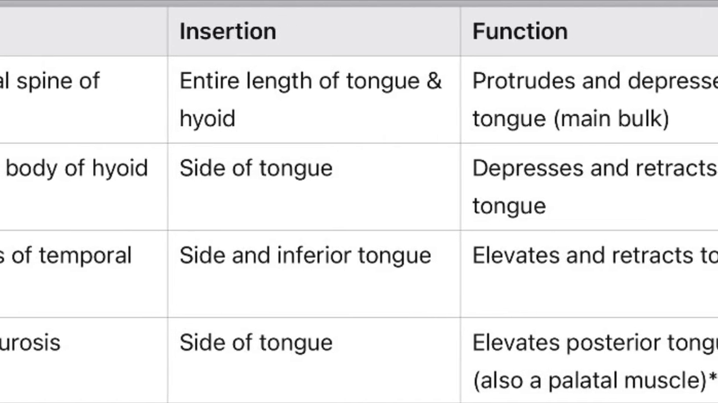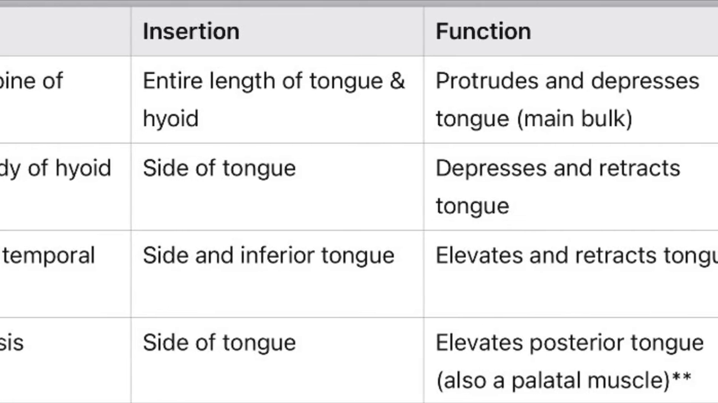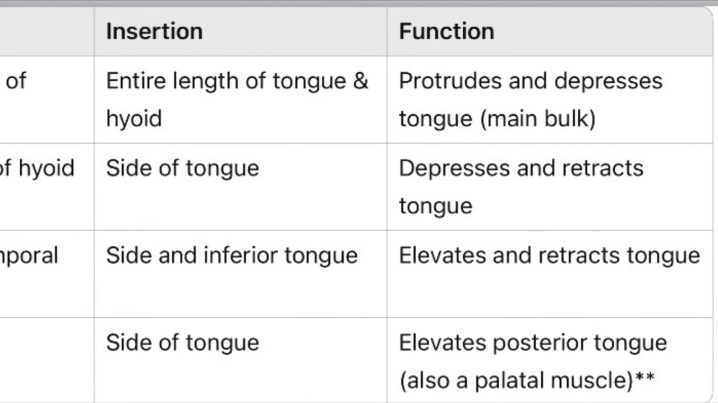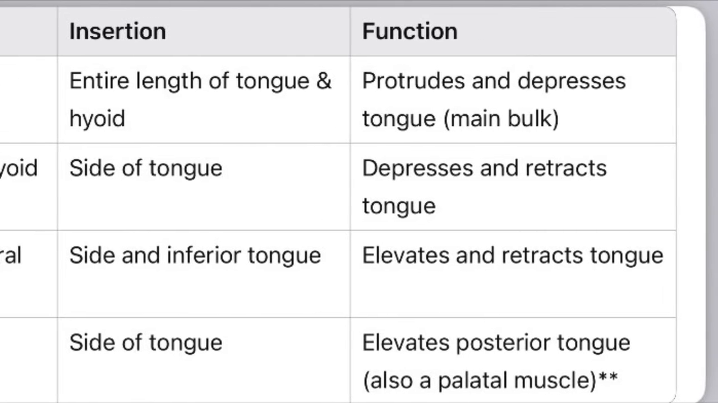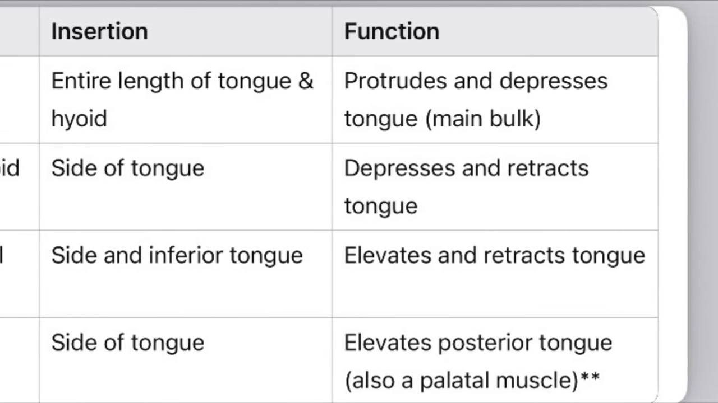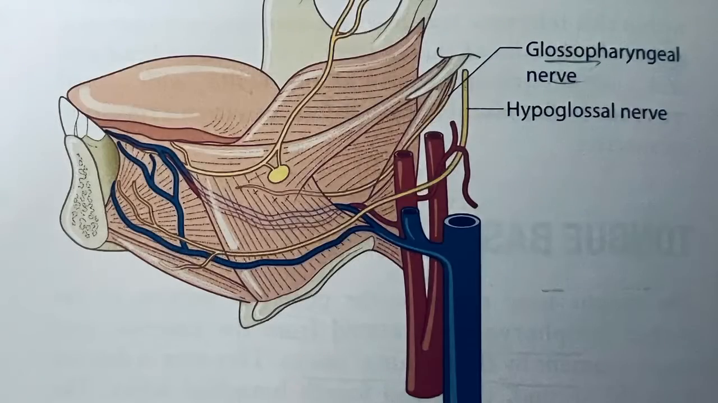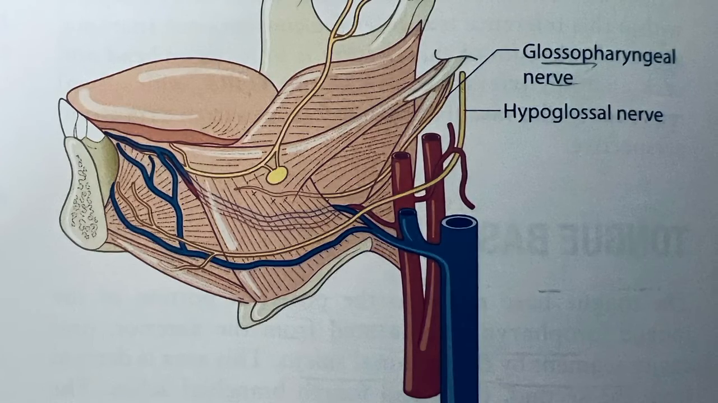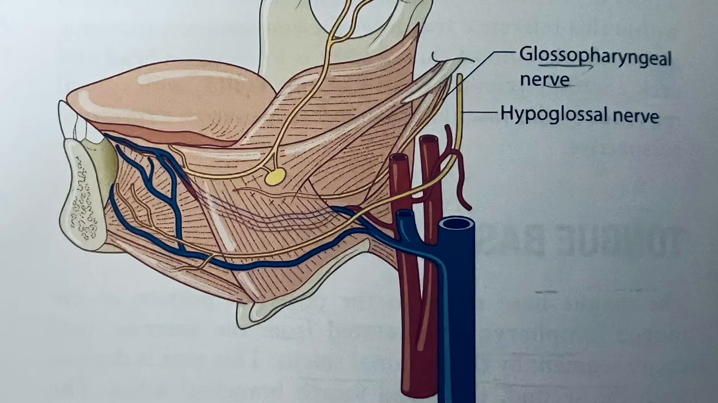Palatoglossus arises from the palatine aponeurosis, inserts on the lateral tongue, and it elevates the posterior part of the tongue. So these are the extrinsic muscles of the tongue. All tongue muscles are innervated by the hypoglossal nerve apart from palatoglossus, which is supplied by the pharyngeal plexus.